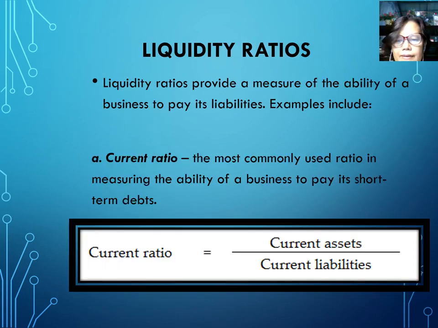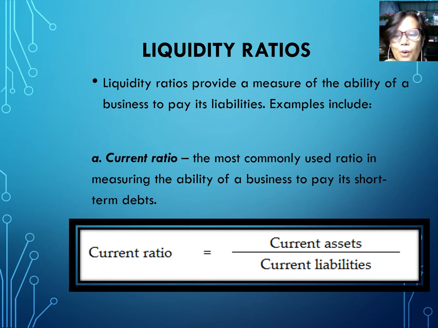Okay? Let us discuss now the liquidity ratios. So, liquidity ratios provide a measure of the ability of a business to pay its liabilities. Number 1 example is current ratio. This is the most commonly used ratio in measuring the ability of a business to pay its short-term debts. So the formula is current ratio is equal to current assets all over current liabilities.